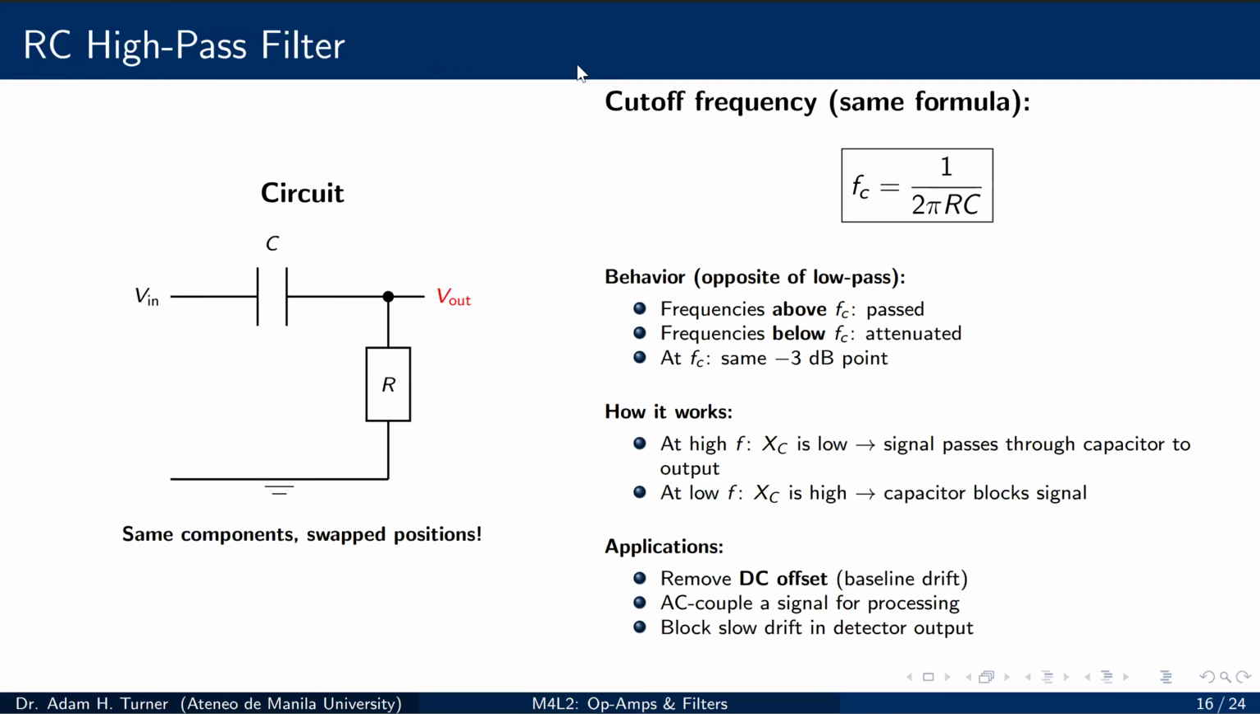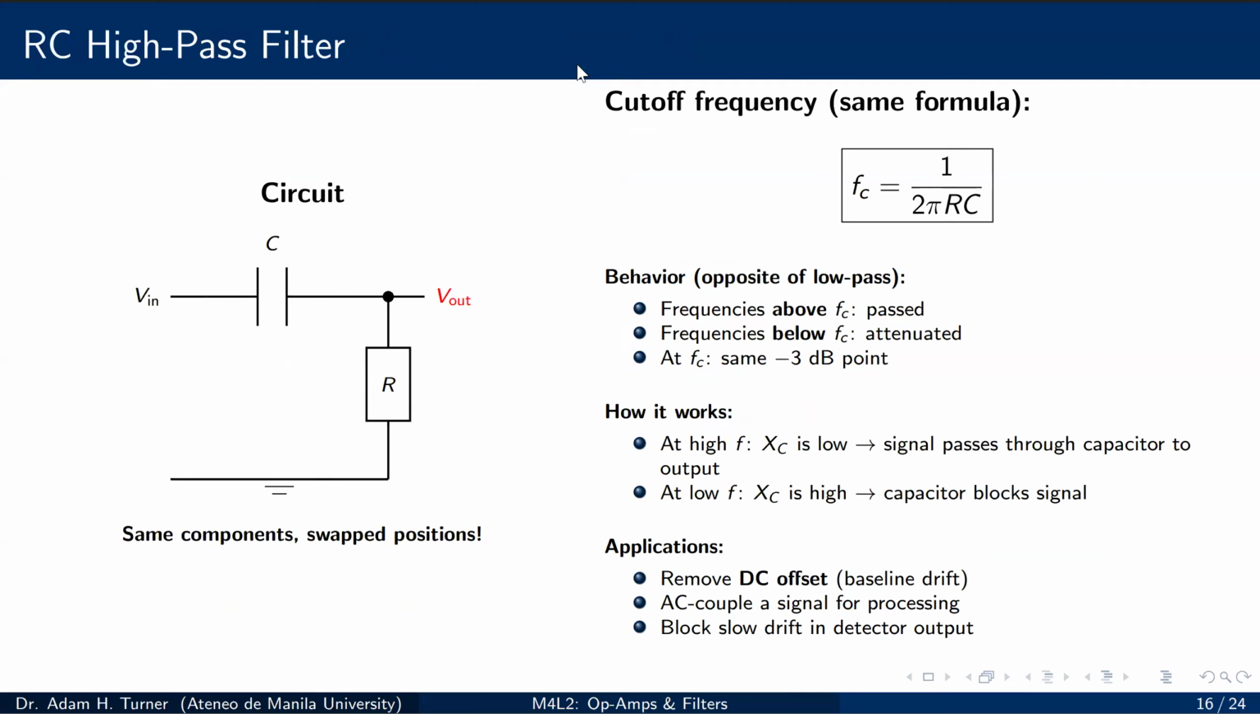Okay. The opposite then is a high pass filter, and it uses exactly the same components as a low pass, one resistor and one capacitor, but their positions are swapped. The capacitor is in series and the resistor goes to ground. The cutoff frequency formula is identical, Fc equals 1 over 2 pi RC, but the behavior is reversed. Frequencies above Fc pass through, frequencies below Fc are blocked.